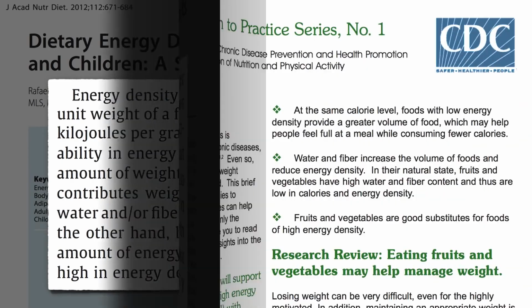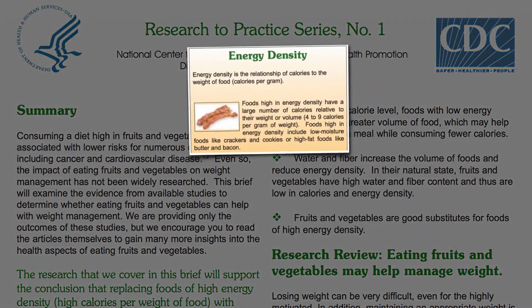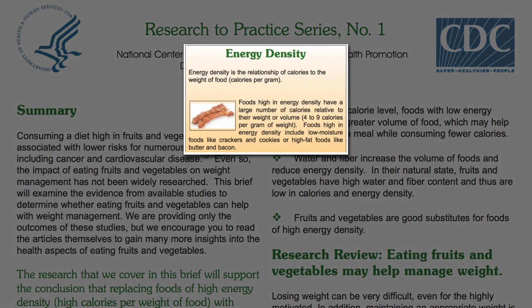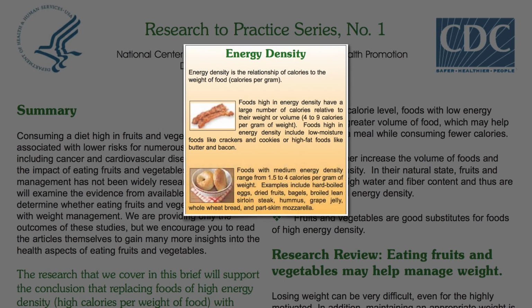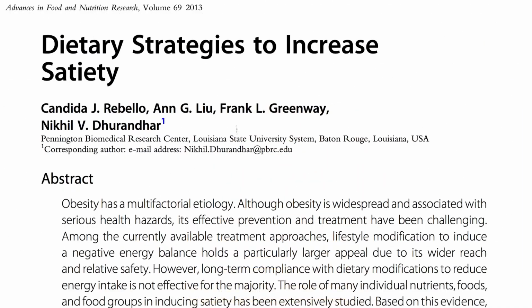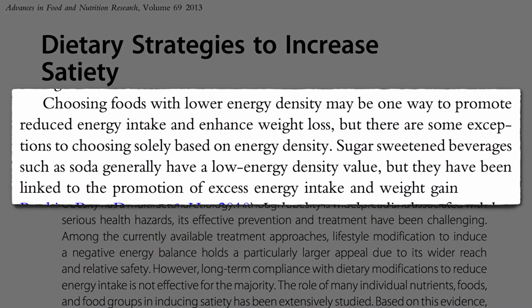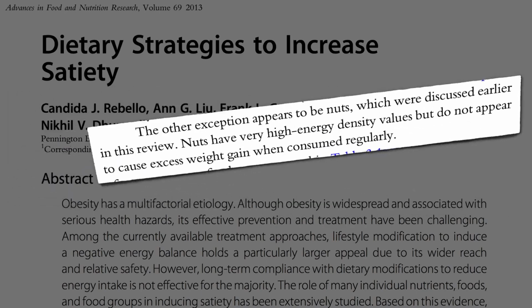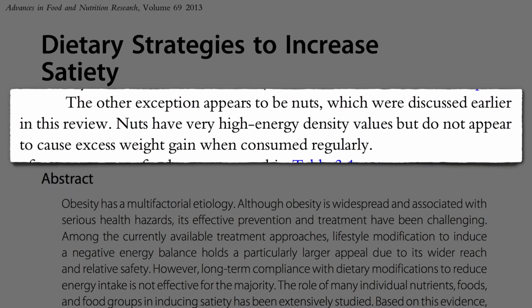The CDC offers some examples. High energy density foods are like bacon, lots of calories in a small package. A medium energy density food is like a bagel, and a low density food typified by fruits and vegetables. In general, the lower the better, with 2 exceptions. Soda is heavy, so heavy that by energy density it looks less harmful than it is, and nuts have so much fat they appear less healthy than they are.